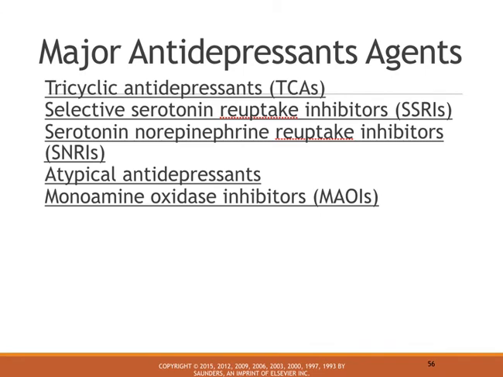Then there's the classes of drugs that we are prescribed for depression, major depression. So those are your tricyclic antidepressants, your selective serotonin reuptake inhibitors. We call those SSRIs. Next is the serotonin norepinephrine reuptake inhibitors. We call those SNRIs. Then you've got atypical antidepressants, and then the last one that just is not prescribed very often anymore are your monoamine oxidase inhibitors, or MAOIs.